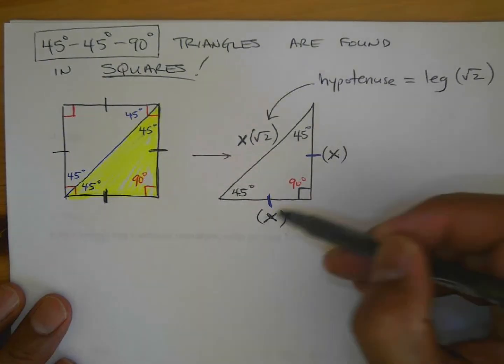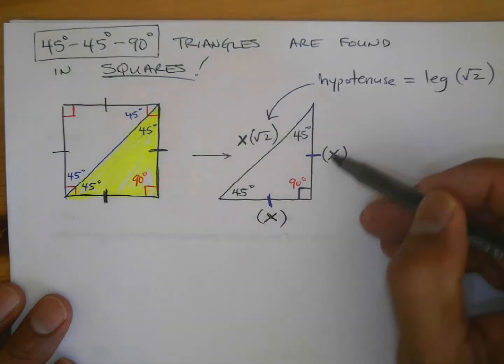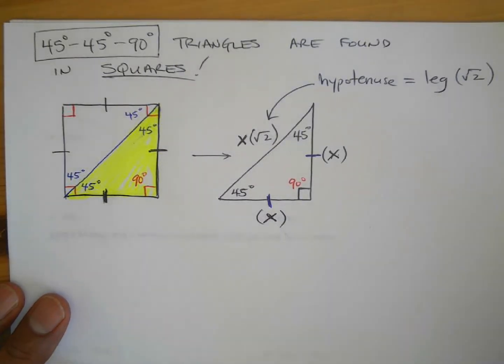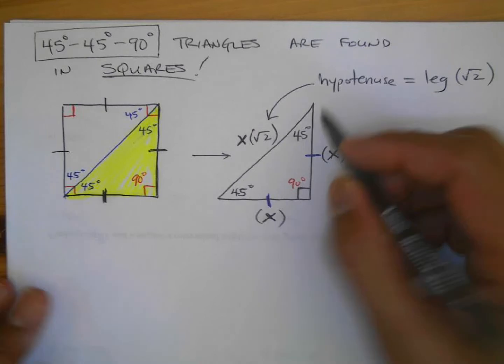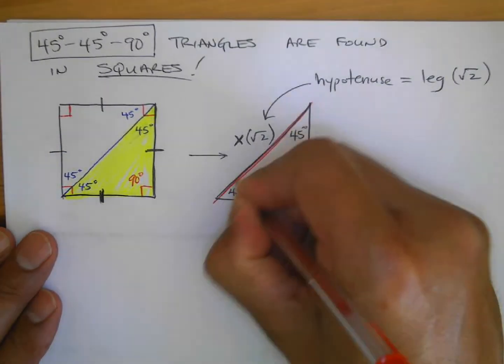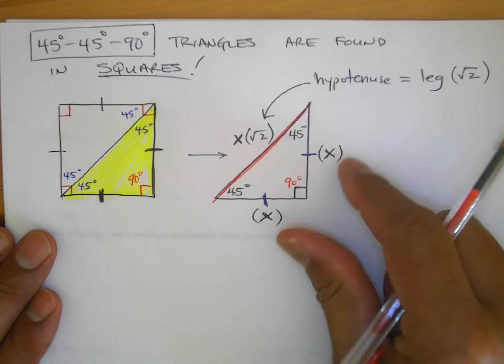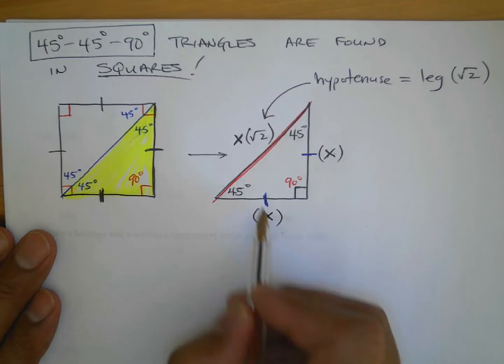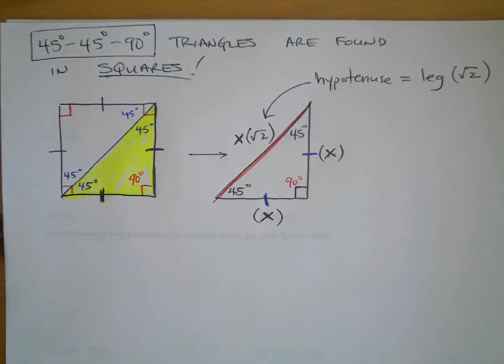If this is 5 and this is 5, only these two are going to be 5, not this one. They're not all three going to be 5. That's a mistake. The hypotenuse, which is the longer diagonal side, will not be the same as the legs. It's going to be whatever the measure of the legs times root 2.